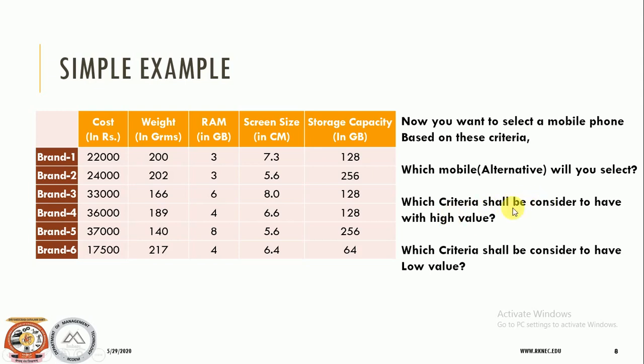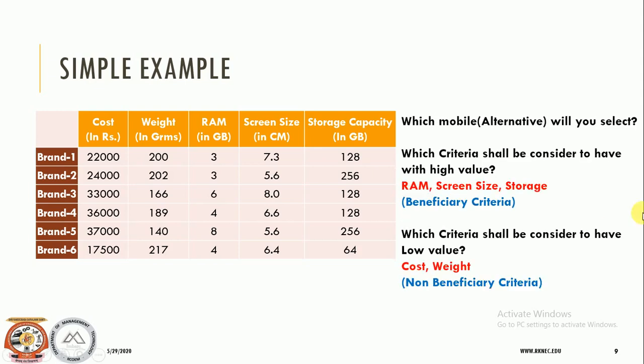Which criteria shall be considered to have high value and which criteria shall be considered to have low value? What will be in terms of affordability, what will be in terms of benefit, and what will be in terms of cost? If you want to divide these criteria into two different parts, first the cost and second the benefit, then we may think that the criteria that should have the high value are RAM, more RAM means a better phone, more screen size, better to view anything on your mobile phone, and more storage, so that you could store the maximum things in your mobile.